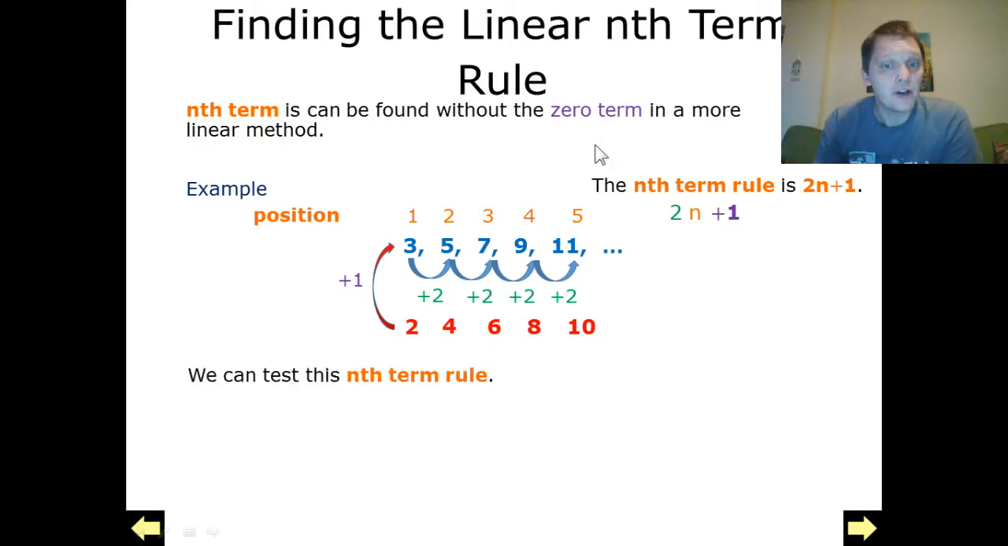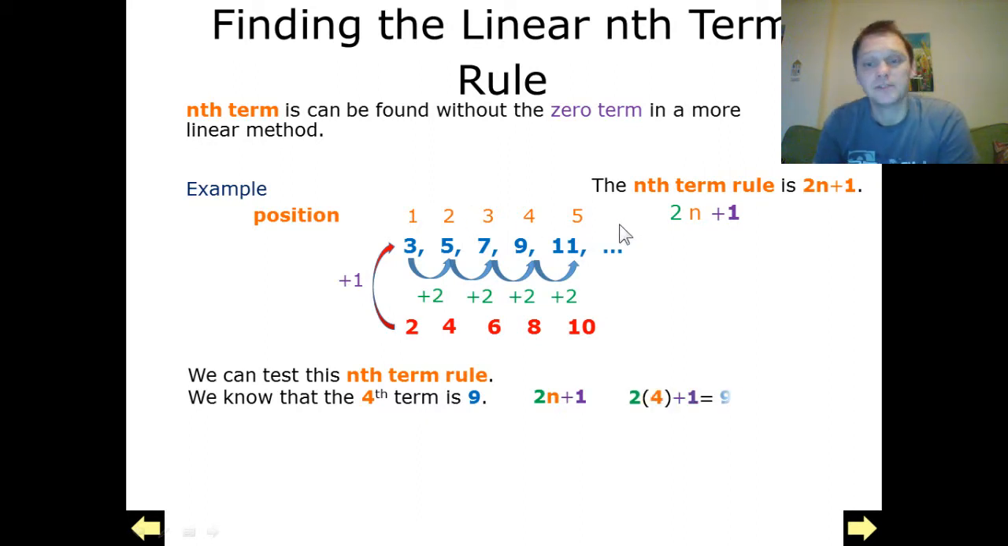I'm now going to actually test this rule just to see if it works. Another way of being able to check my answers. So I know my fourth term is 9 because 1, 2, 3, 4, my fourth term is 9. So if I took my nth term rule now and replaced my n with the number 4, because remember this n is just my position number in my sequence, replacing that with 4, I've got 2 times 4, which is 8. Add the 1, it certainly does give us 9. So we know that just by checking this, that this works for the fourth term.